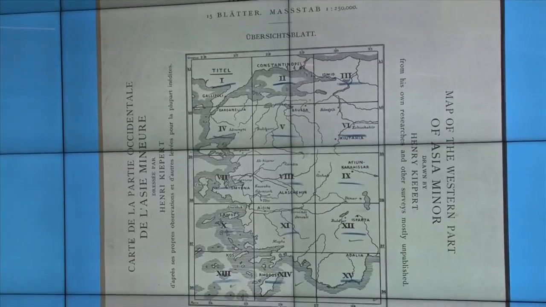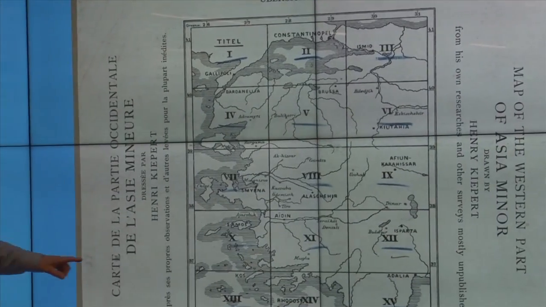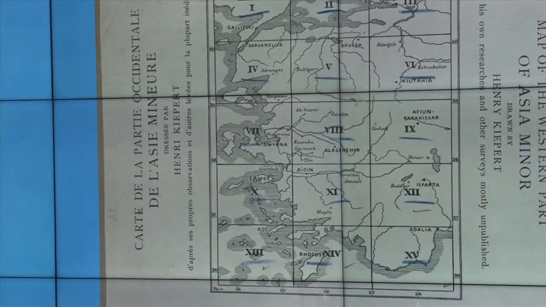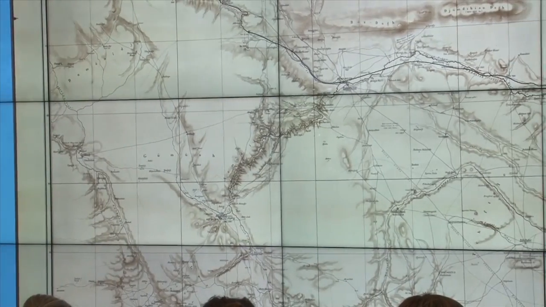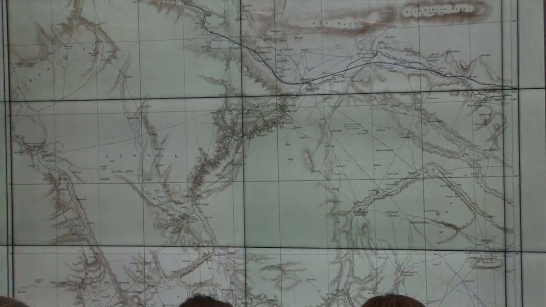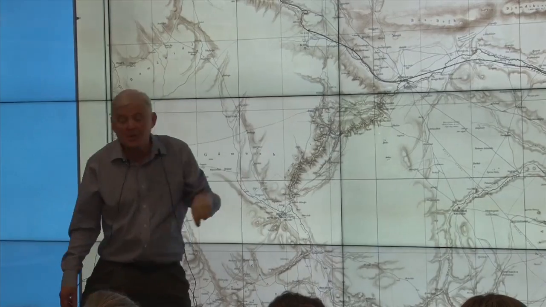The coverage extended no further east than Adalia, that's modern Antalya, and even going that far south and east at this ambitious scale of 1 inch to 4 miles was a stretch, given the inadequate state of knowledge about many areas. This is the sheet that has Eskişehir on it. Eskişehir is there, and you can see, I mean, there's not a lot on this map. There is the railway line, and we'll come back to railways, but that's about as much as was known in mapping terms of the area at that time. And this is the early 1890s, let's remember.